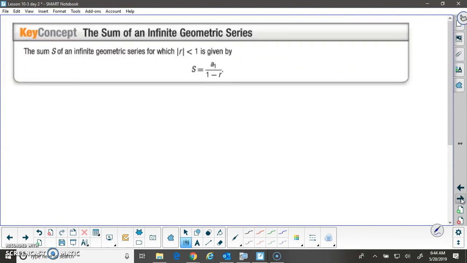Lastly, I want to go over this formula right here. This formula is a really simple, basic formula to use. We use it when we are finding the sum of an infinite geometric series. There is an important caveat to using this formula, though. The sum can only be found if the absolute value of r is less than 1. So your ratio has to be in between -1 and +1 is what that's saying.